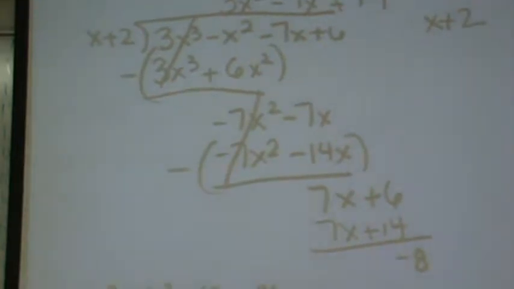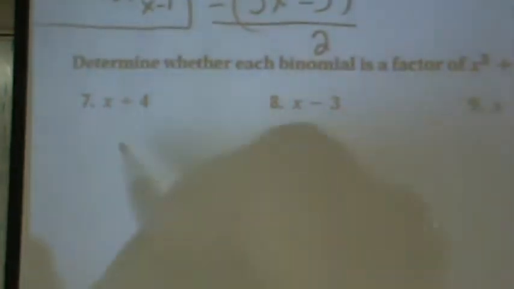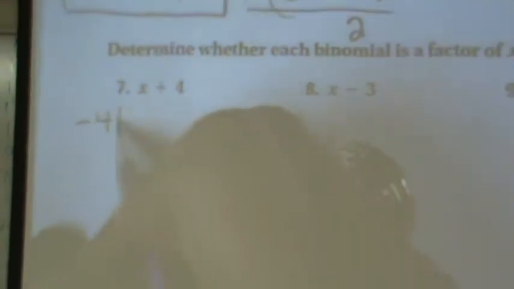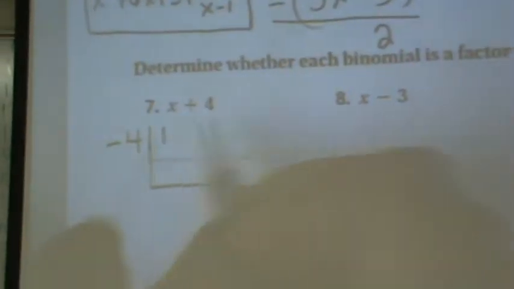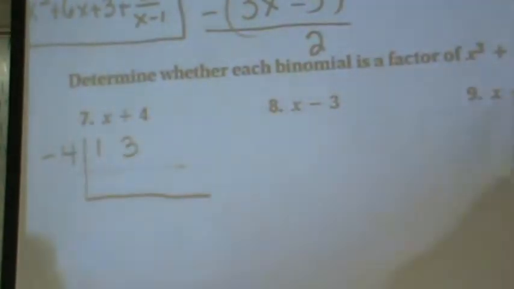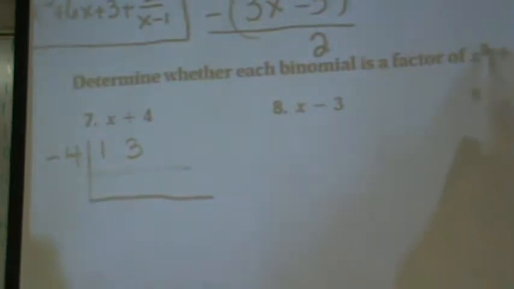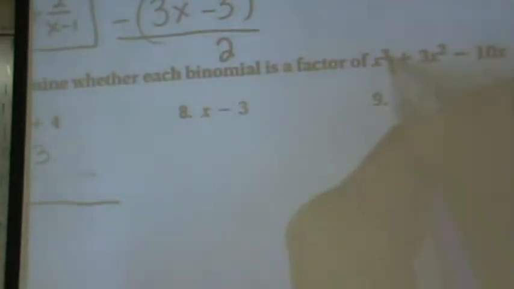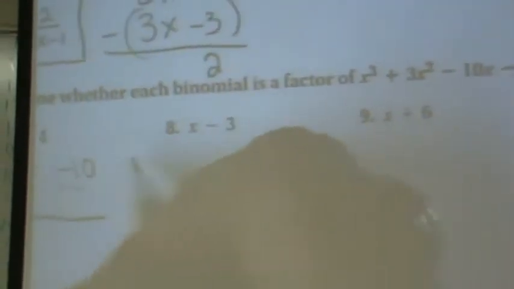The next 3 are asking you to determine whether or not these are factors of this. So what you're going to do, the easiest way is to use synthetic division. We're going to plug negative 4 out here. We have a 1, and then a 3, a negative 10, and in order, you want to make sure every degree has a place, so 3, 2, 1, 0. So put a 3, a negative 10, and a negative 24.